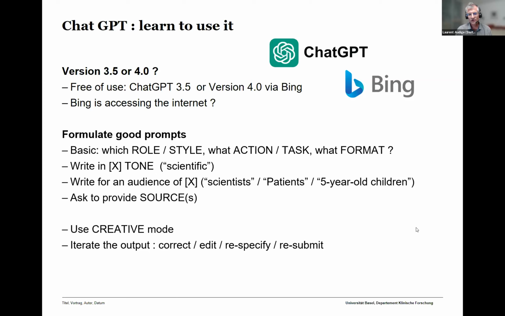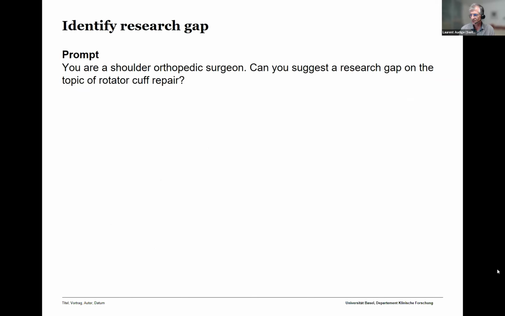Now we have to find out the sources of the information that ChatGPT is giving us, because as a scientist we do need to substantiate what we write and the evidence we bring. Creative mode, improve that, and then you can iterate the output of this technology, edit, correct ChatGPT, resubmit, and so on. And for this, you can actually improve.